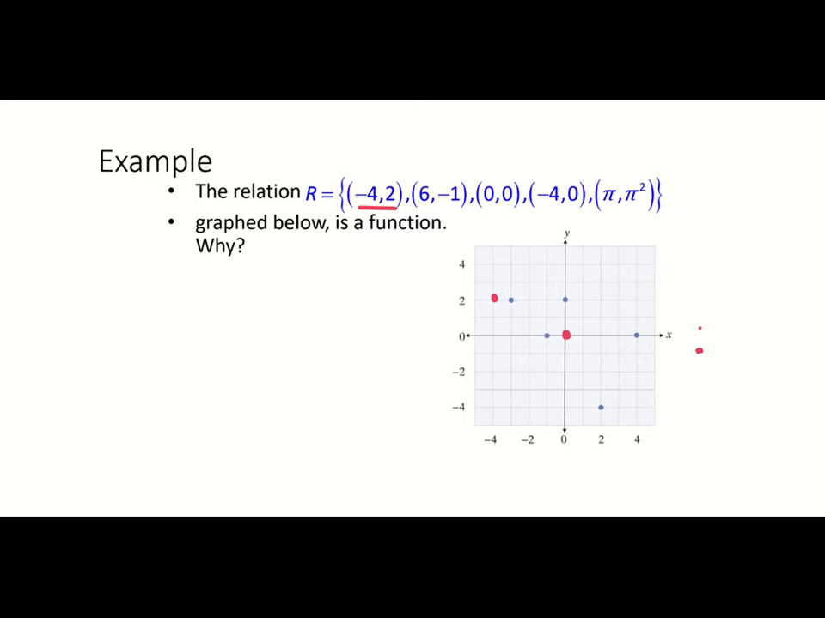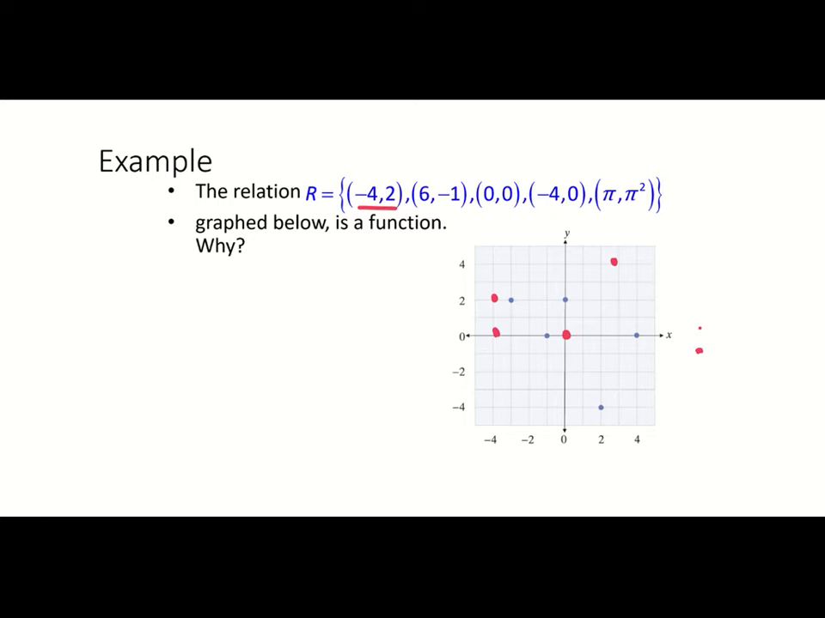(-4, 0) would be right here. And then pi squared, it's going to be around in here. All right. So don't look at the blue dots, look at the red dots for this. And they want to know, is this relation a function? And again, you want to do your vertical line test. So you can kind of use the lines on the graph to help you.